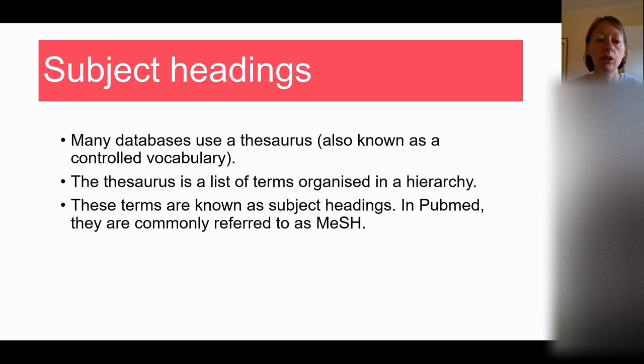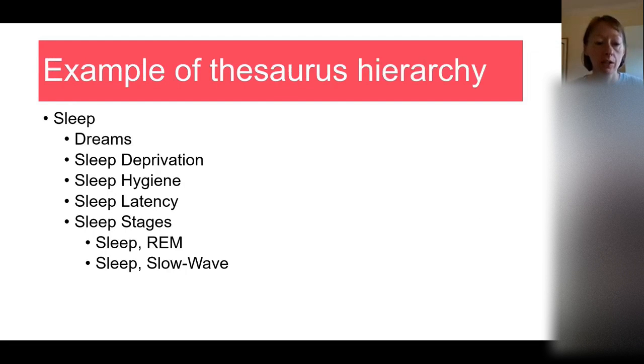So these subject headings are organised in a hierarchy, and overall they make up what is known as a controlled vocabulary or a thesaurus, essentially a list of terms organised in a hierarchy. These terms in PubMed are known as MeSH, and here is an example. The broadest term is sleep. Underneath that, there are the different things that relate to sleep, so dreams, sleep deprivation, sleep hygiene, and so on. And then you get sleep stages, and the narrower parts of sleep stages are listed as REM or slow wave sleep. So there is the broader term, and then underneath it sit the narrower terms.